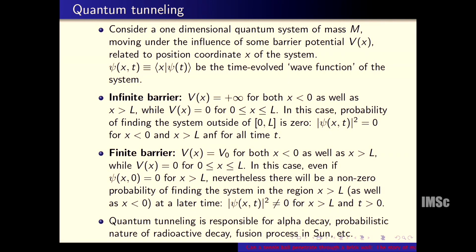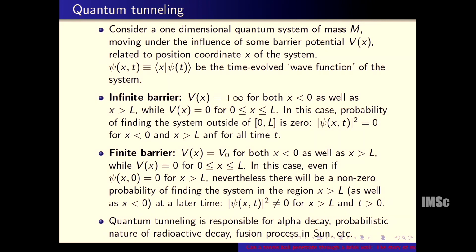So it behaves like a free particle within this box. Here you can show quantum mechanically, if you solve the Schrodinger equation, and this is also evident from this potential, that the probability of finding the particle outside of this box 0 to L is 0. So if you put a detector outside of this barrier, you will never find the particle there. So this is the infinite barrier potential.